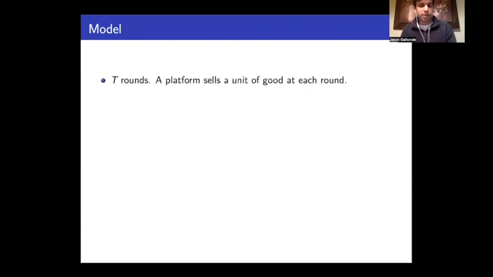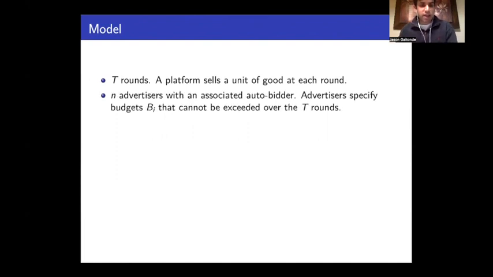And so with that in mind, I can now tell you about our model. So the model of repeated auctions is as follows. We're going to have capital T rounds, and a platform is going to sell a unit of some good at each round. So think of it as, for instance, in our example, the right to show your advertisement to a new user. We're going to have n advertisers, each with an associated auto bidder. And each advertiser is going to have some budget, B sub i, for the ith advertiser. And this budget cannot be exceeded over the course of these T rounds of auctions.